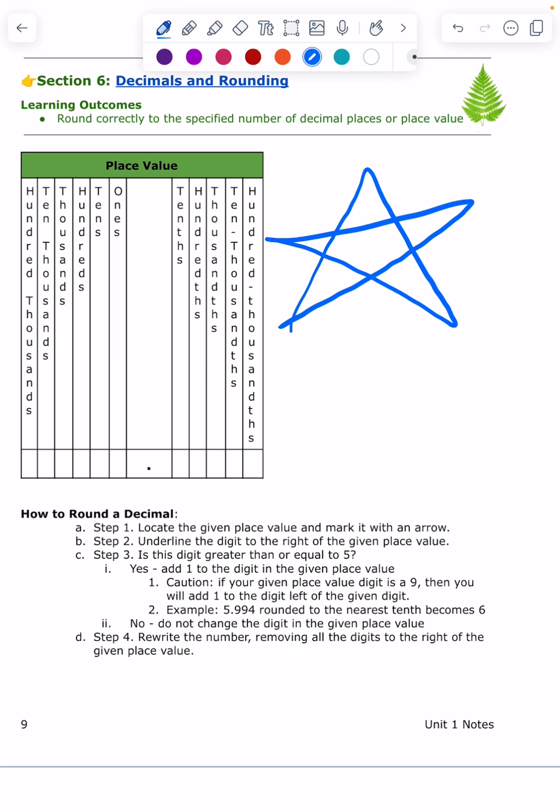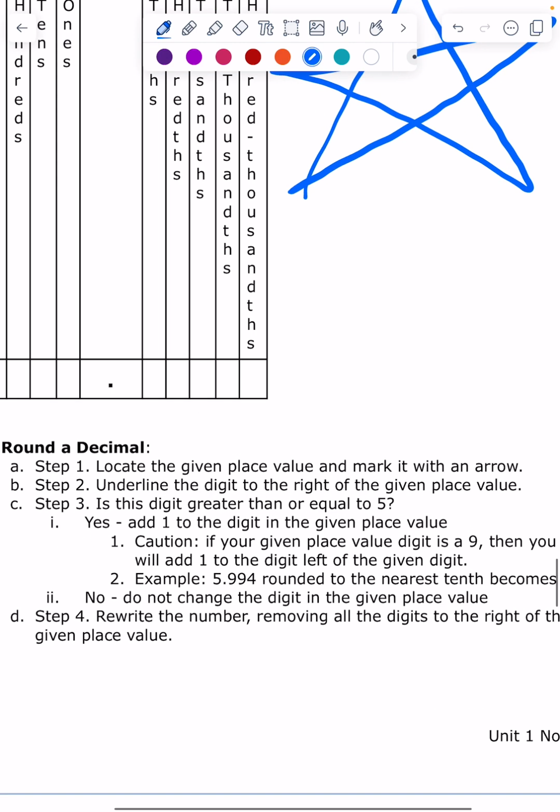So in order to round, the directions will tell you what to round to. Round to one decimal, round to the nearest hundredth, and you have to know what all those things mean. Whatever the place value that you're going to round to, you're going to locate it. You don't need to do this forever, but to start, locate the given place value and mark it with an arrow. Step 2, underline the digit to the right of the given place value. Then ask, is this digit greater than or equal to 5? If yes, add 1 to the digit in the given place value.